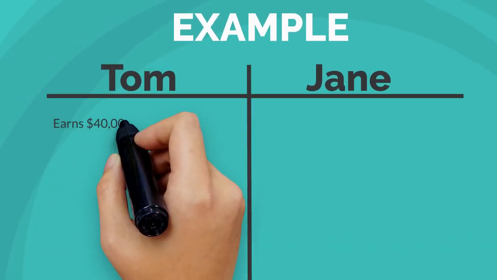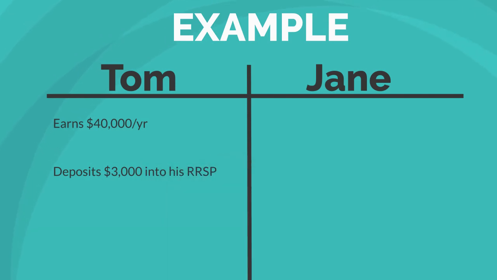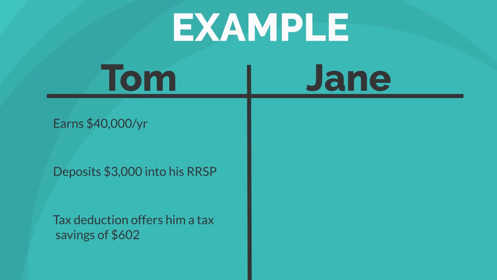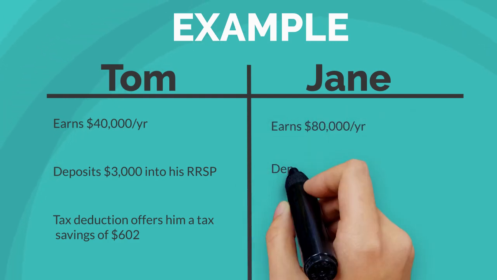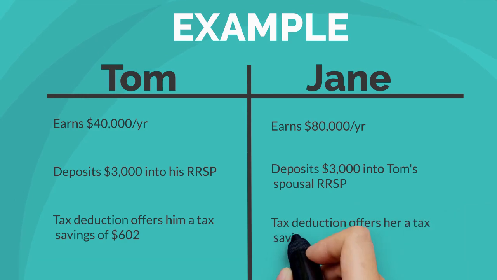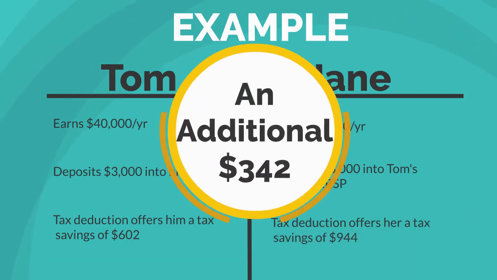In this case, Tom makes $40,000 a year and he deposits $3,000 into his RRSP account. He will receive the tax deduction and save about $600 in taxes. His spouse Jane, however, makes $80,000. If they were to take that same $3,000 and make a deposit into a spousal RRSP for Tom, then Jane would get the tax deduction and save about $944 in taxes. That's a difference of about $350.